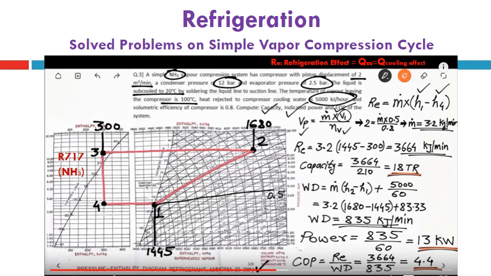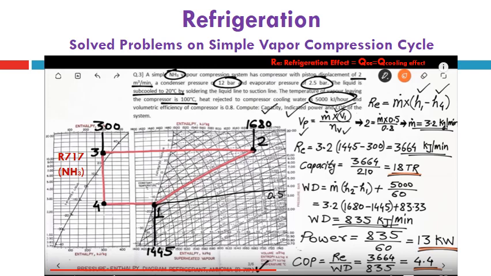Then we can estimate the capacity of this cycle based on the cooling effect in refrigeration ton. For the transformation unit from kilojoule per minute to ton of refrigeration, we have to divide by 210. So we can get the capacity equal to 18 refrigeration ton.